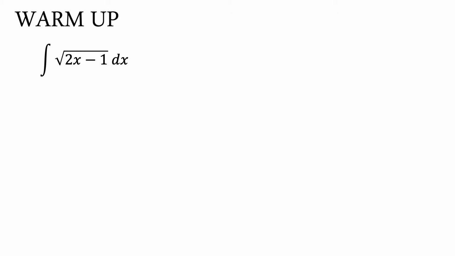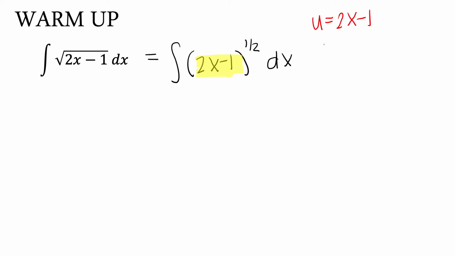We want to integrate the square root of 2x minus 1 dx. We know we want to start by rewriting this as the integral of 2x minus 1 to the 1/2 power dx. I'm going to choose my inside function of 2x minus 1 as my u, which makes my du just equal to 2 dx. And then solving for dx, we get dx equals du over 2.